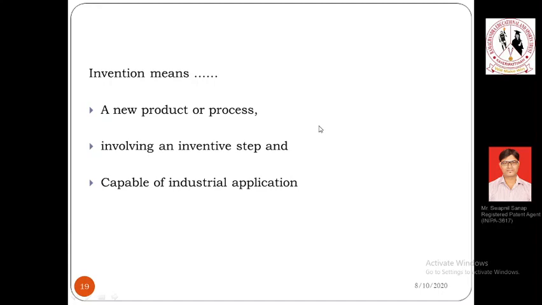New process, what does it mean? A process of manufacturing, a process of using, a process of performing, these are all referred to as a process. In other words, a process is nothing but a method, or you can even call it steps. So any process which is new in nature is the first parameter for considering it an invention. Is this clear? So inventions are only considered when it is a new product or a new process, involving an inventive step.